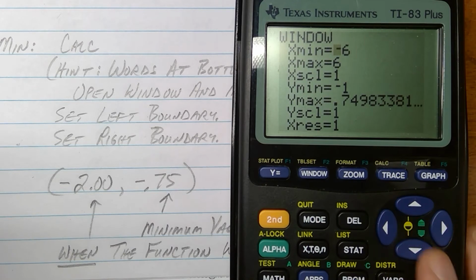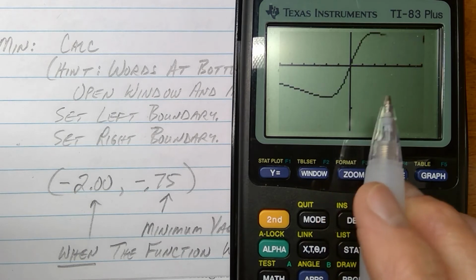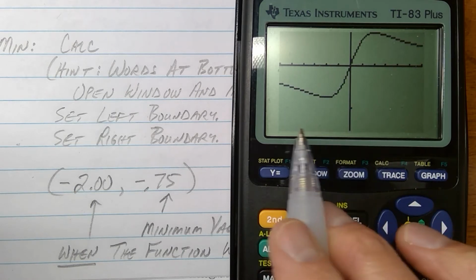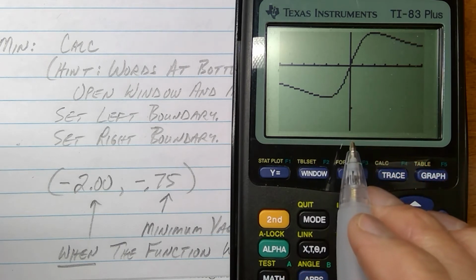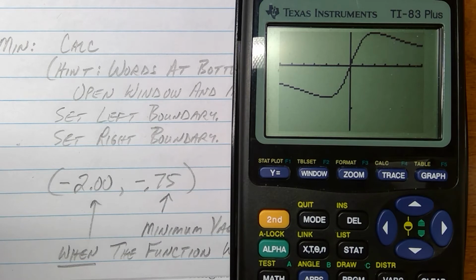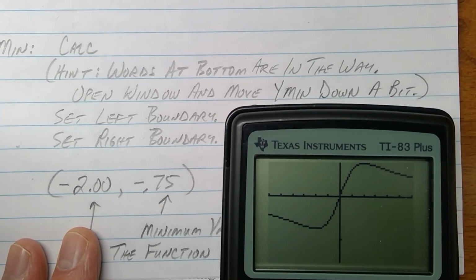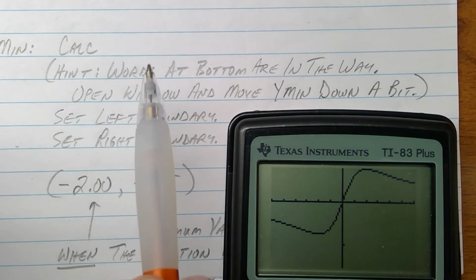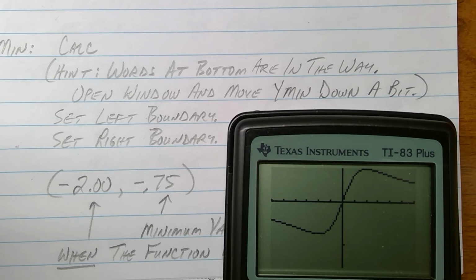Back to window. And I move my window a full step down. I'm going to move it a little bit further. I'm going to move it 1.5 steps down and press graph. And you just kind of play with it until you get a picture that you can work with without the words getting in the way. So when the words got in the way, all I did was just drop my window down a little bit further. Go into your window and change your y minimum to something a little bit lower so that you can see what's going on. Open your window and just move your y minimum down a bit. Just kind of experiment with it.